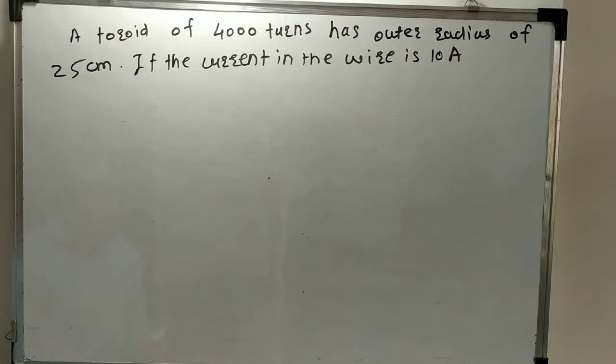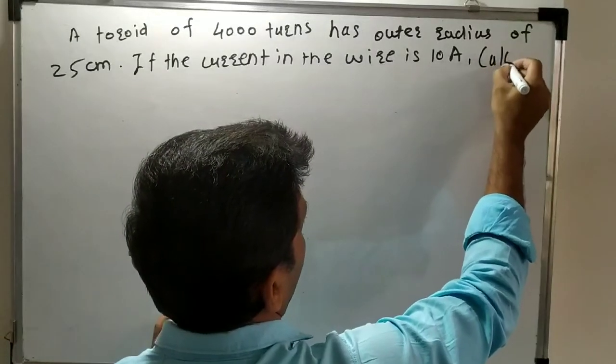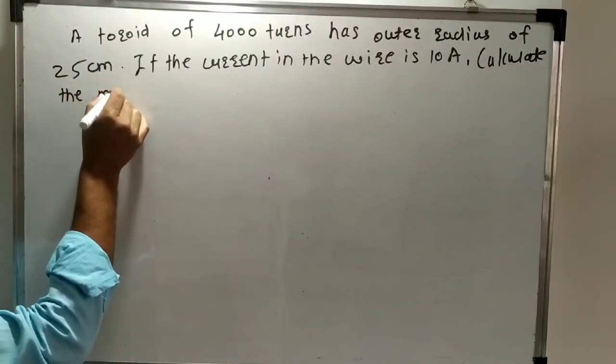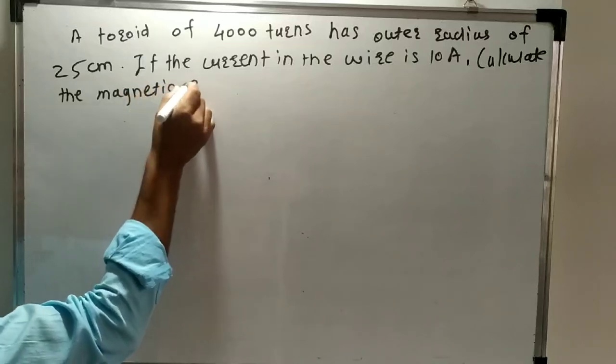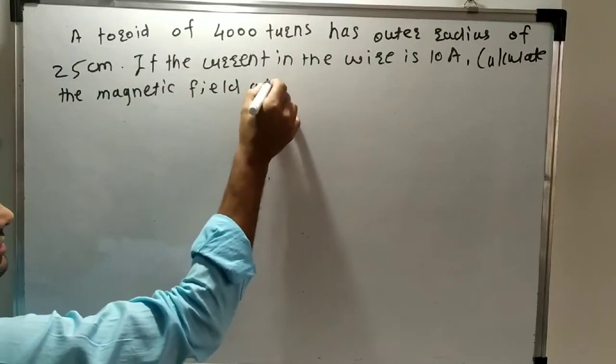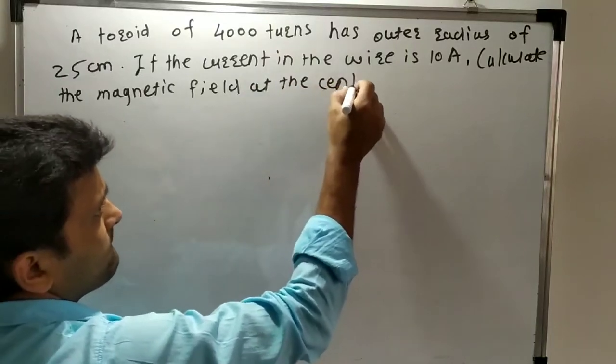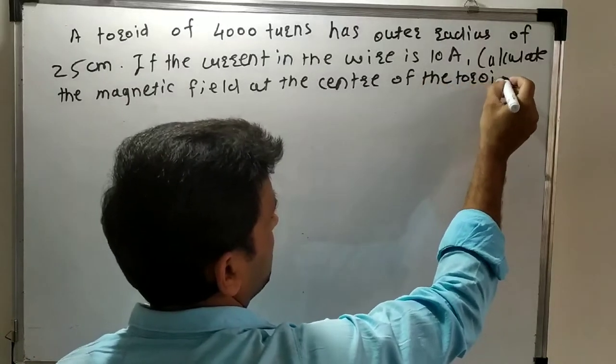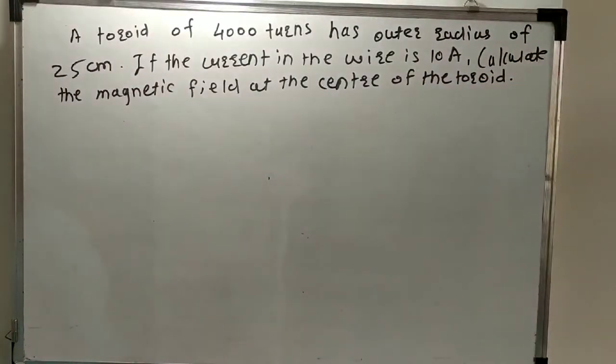Calculate the magnetic field at the center of the toroid. So what is the value of the magnetic field at the center of the toroid? So what are the given terms? Now here two types of radius are given. At the same time they have given the outer radius as 26 centimeters.